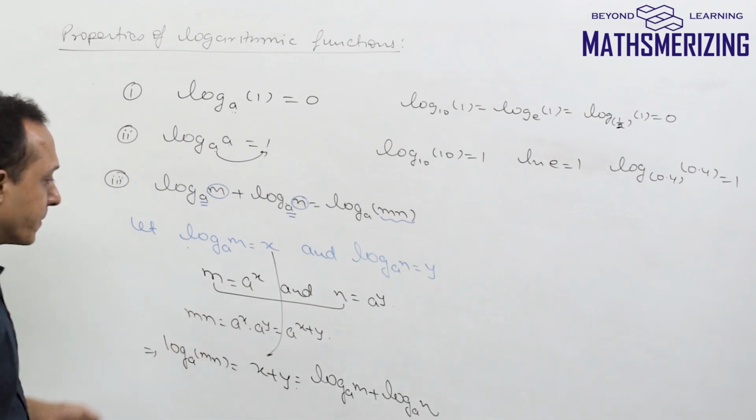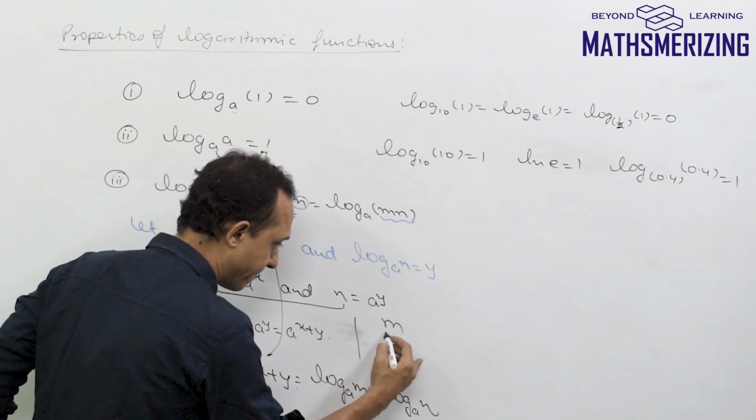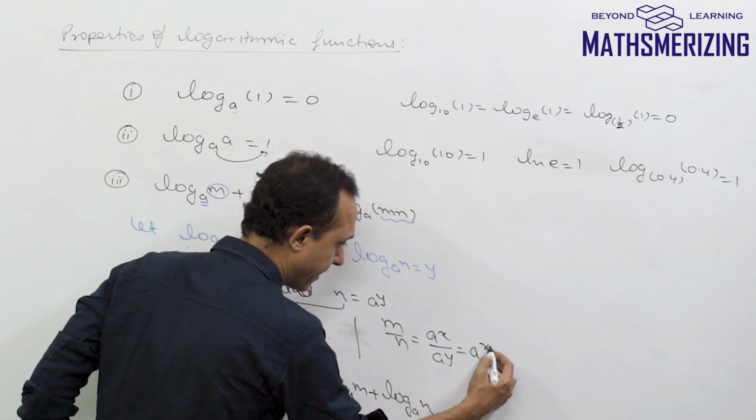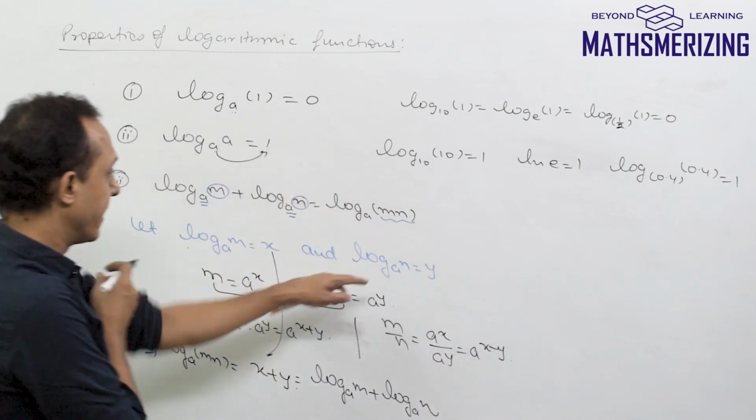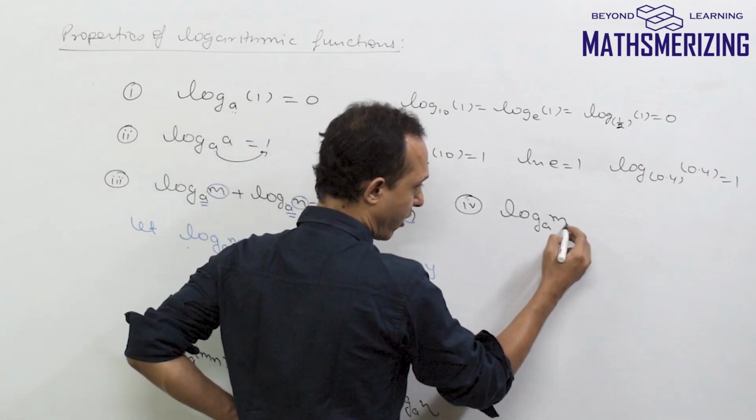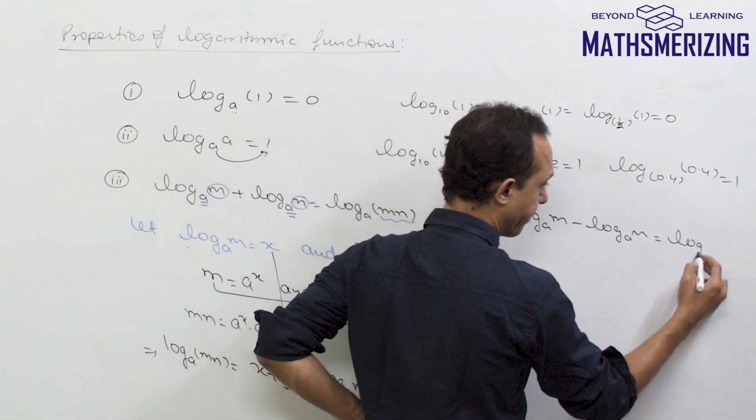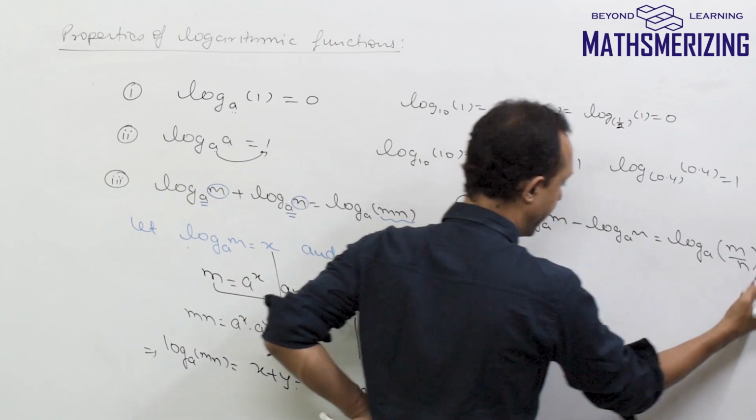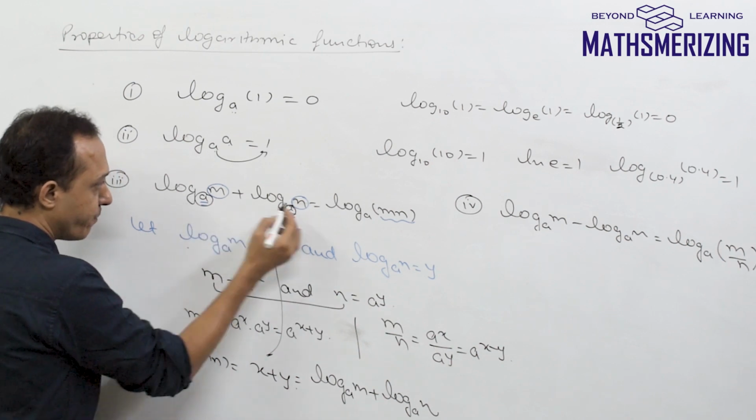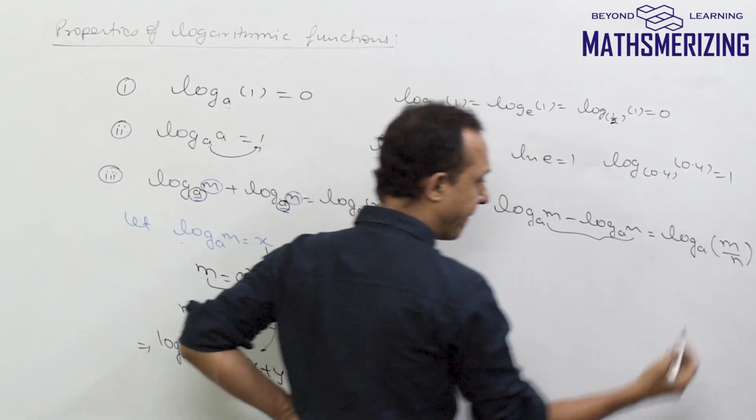Now what if I divide them? So if I divide it, I can write m by n as e to the power x upon e to the power y, which is e to the power x minus y. So which will give me my fourth property, which is log m minus log n, and that will be simply log m by n. So that means if we have logs on the same base a, and if I add them, then it will be simply m into n, and if I subtract them, then it will be simply m by n.